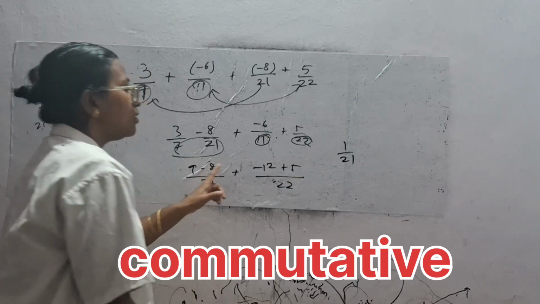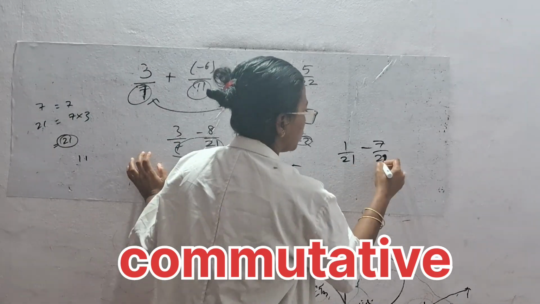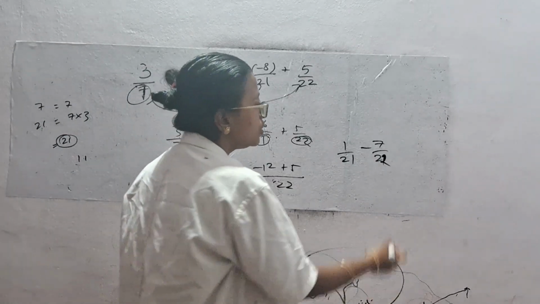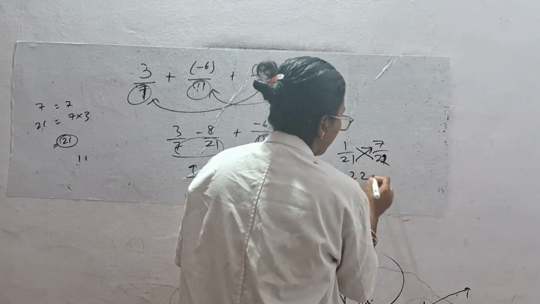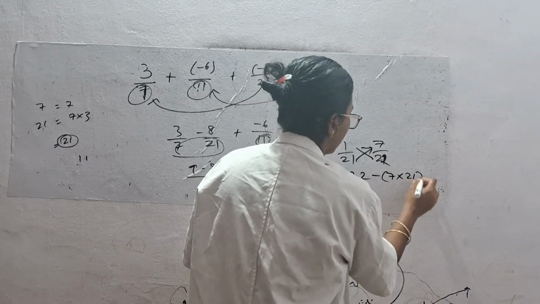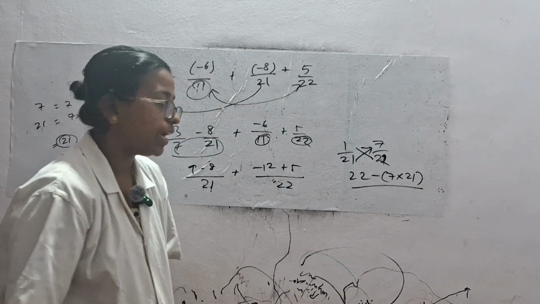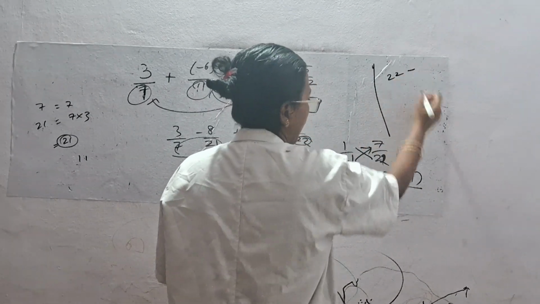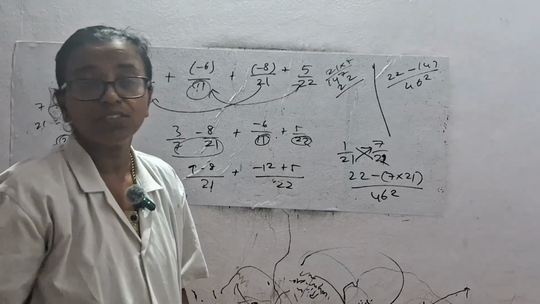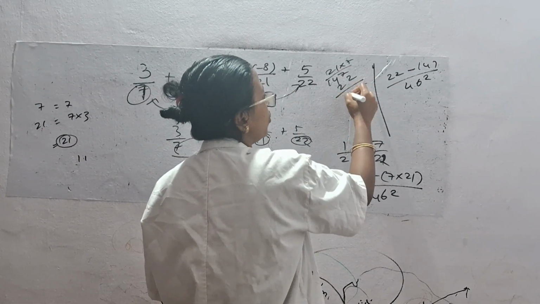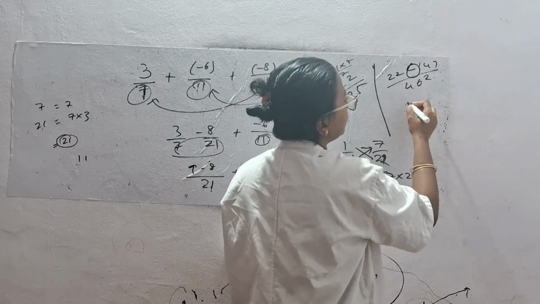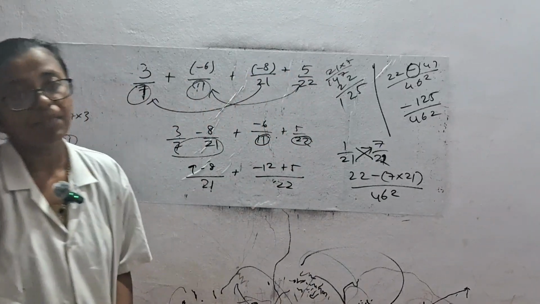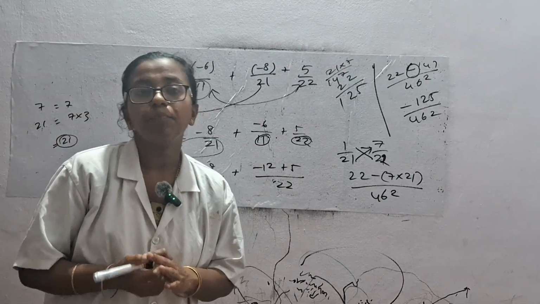1 by 21 plus, 22. Just multiplying 21 by 22. It has no common factors. So cross multiply: 22 minus 7 into 21, by 21 into 22, we get 462. So 22 minus 21 into 7 minus 22, 7 to 4, 4 to 125, greatest sign minus, so minus 125 divided by 462. So we get the same answer by different methods using the properties.